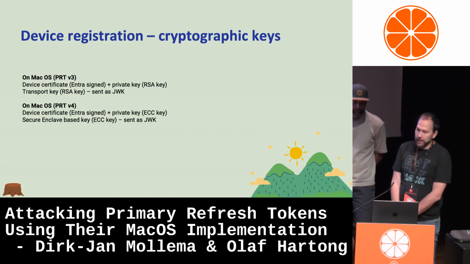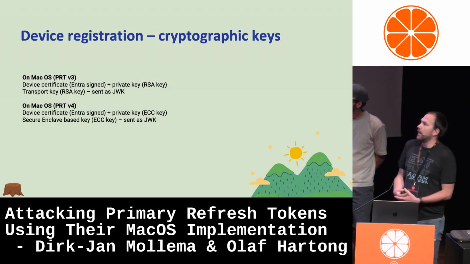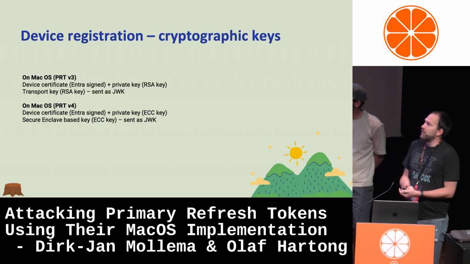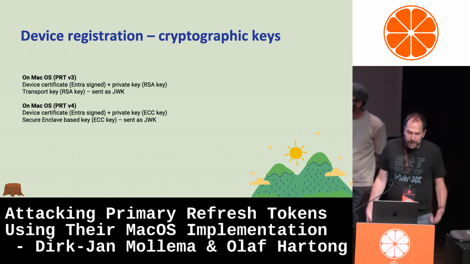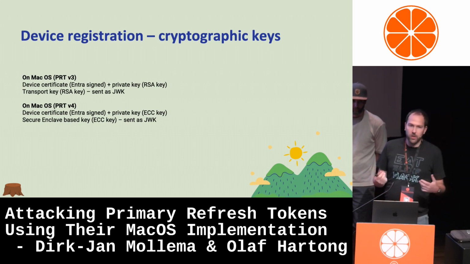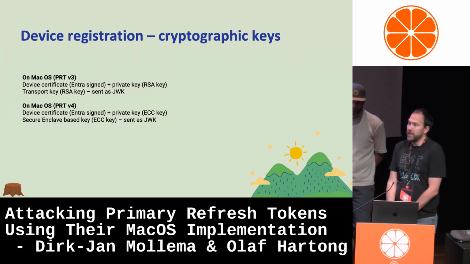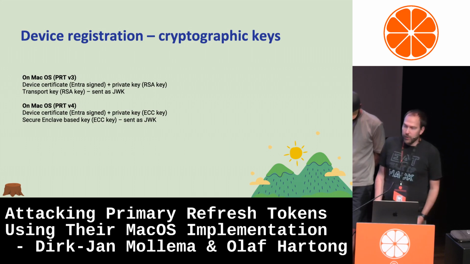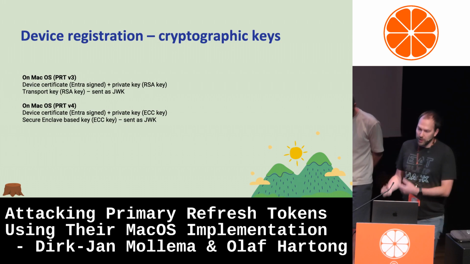So if we look at PRTv3 versus PRTv4, then we see that PRTv3 uses RSA keys. However, the PRTv4 used the secure enclave-based keys, and I guess that it was not Microsoft's decision to use elliptic curve, but it was Apple's decision because they want to use this with their secure enclave, and the secure enclave uses ECC keys basically natively. So it was probably Apple kind of nudging them or maybe forcing them to actually go this way with the PRTv4.